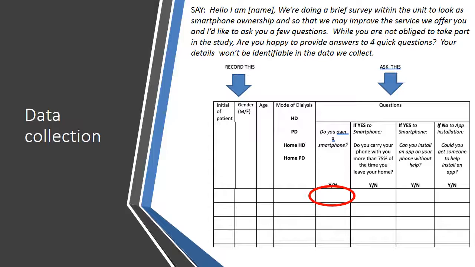But if they report yes, ask them if they carry their phone with them more than 75% of the time they leave the house, and report yes or no here, and ask them if they can install an app on their phone without help, and report yes or no here. If they say no to that question, then ask them if they could get someone to help them install the app if they needed to, and report a yes or no here.